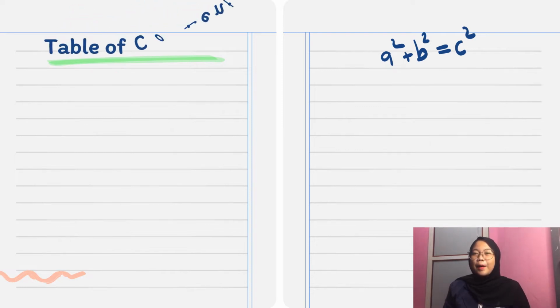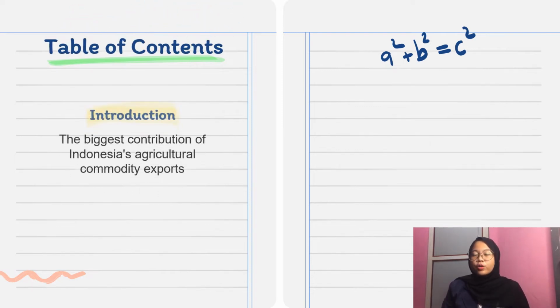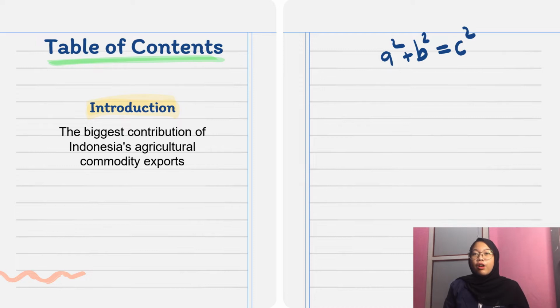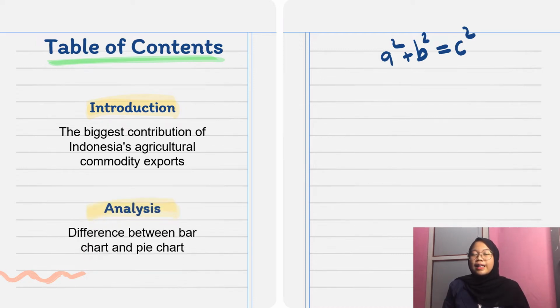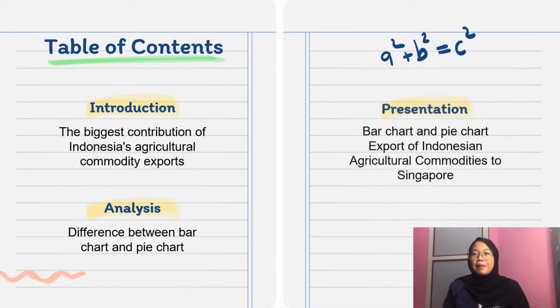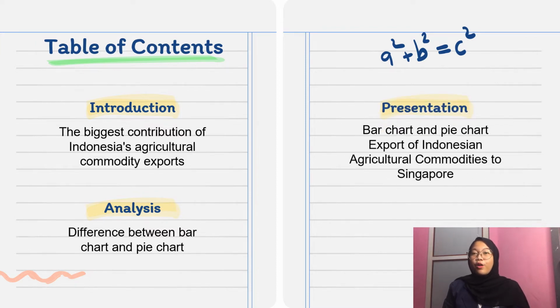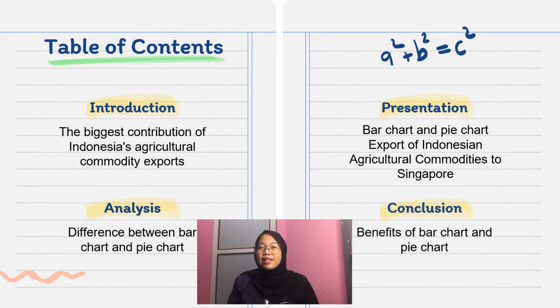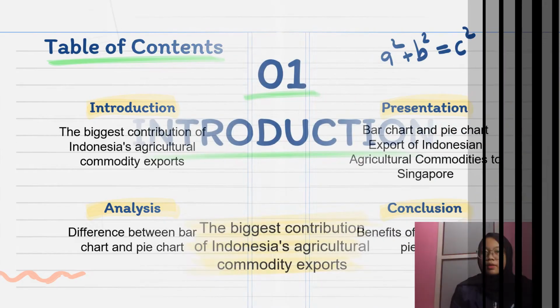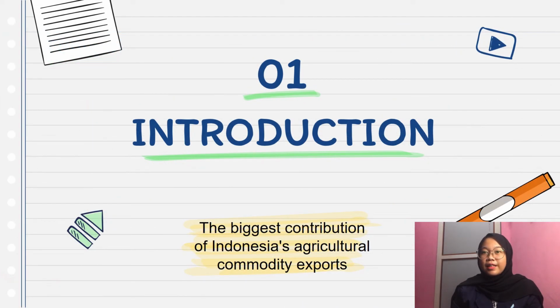Next slide is table of content. First, introduction. The biggest contribution of Indonesia's agricultural commodity export. And the second is analysis. Difference between bar chart and pie chart. And the third is presentation. Bar chart and pie chart export of Indonesian agricultural commodities to Singapore. And the last conclusion. Benefits of bar chart and pie chart. Let's go to the first session.